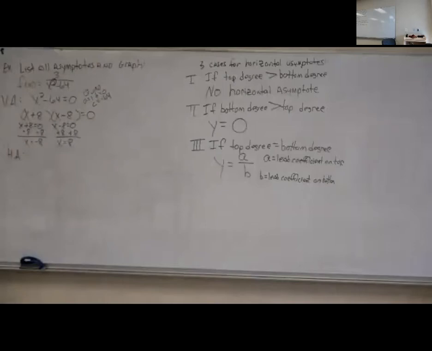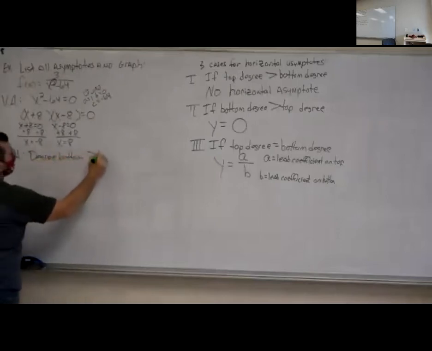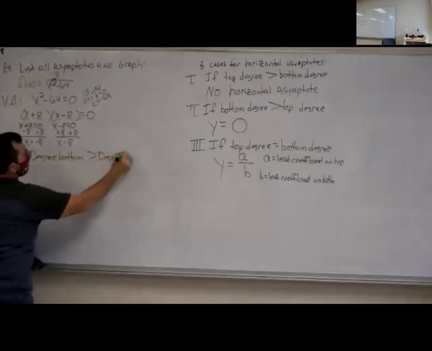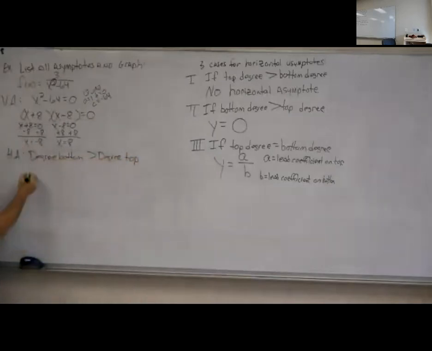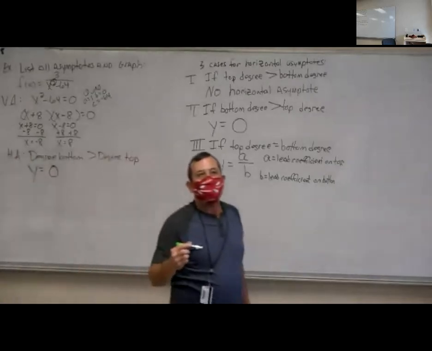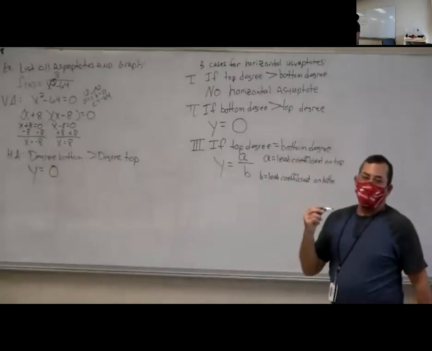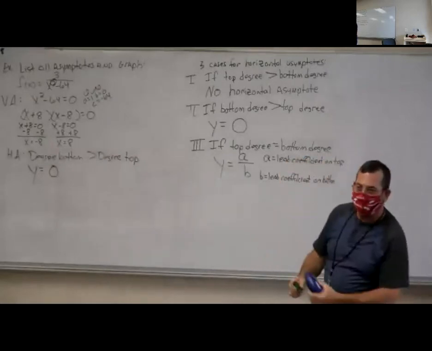So you said the bottom was greater than the top, so the degree of the bottom is greater than the degree of the top. So when that happens, I said this went to y equals 0. Okay, so I'm going to start graphing it, and then I'm going to show you why I'm going to need me a y-intercept.